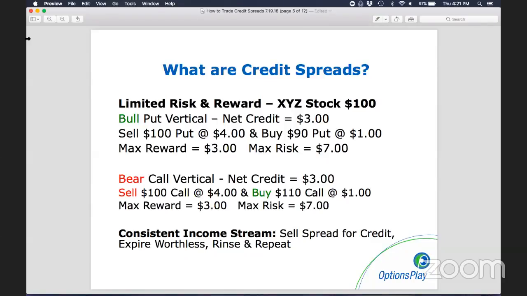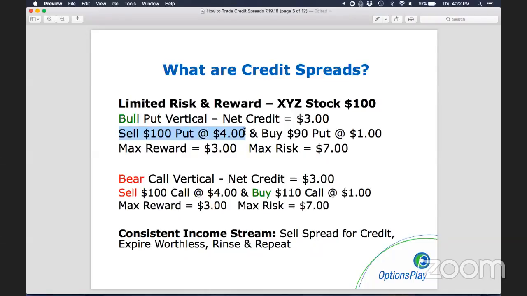Let's say you were bullish on stock XYZ, what you can do is trade a bull put vertical. What a bull put vertical consists of is you're selling a near the money put, or let's say a $100 put in this particular case. And let's say you sell this $100 put at $4. So what that means is you're bringing in a $4 credit to sell that $100 put. However, just by selling that $100 put and receiving that $4 credit means that you have to put up a substantial amount of margin in order to do so. Not to mention you have quote unquote unlimited risk to the downside.